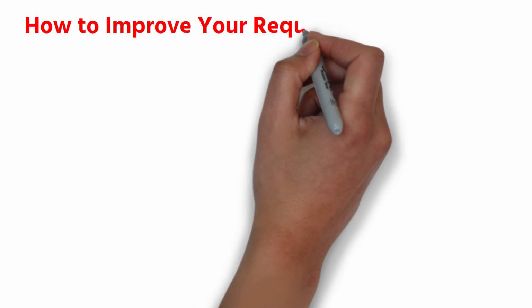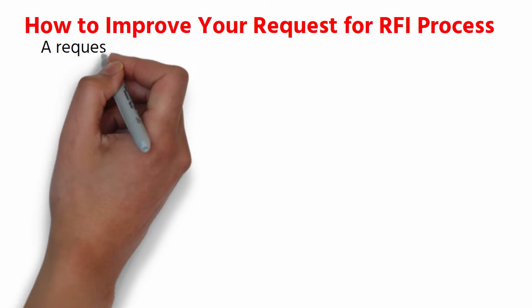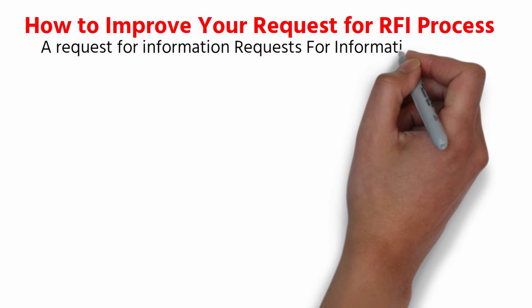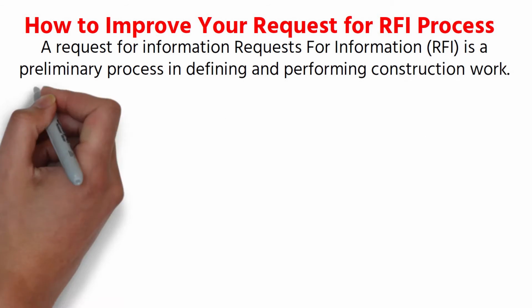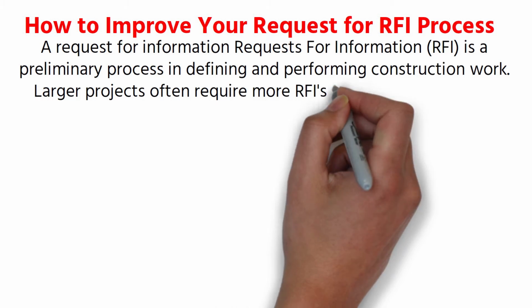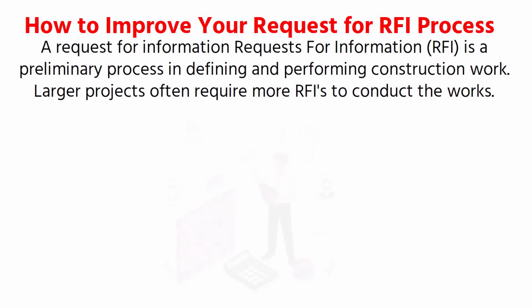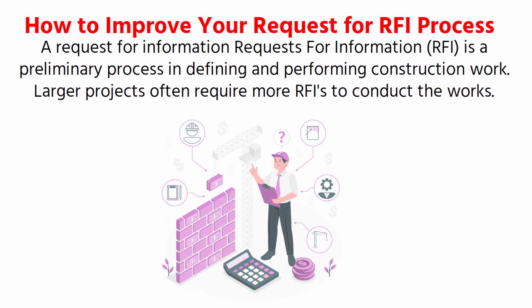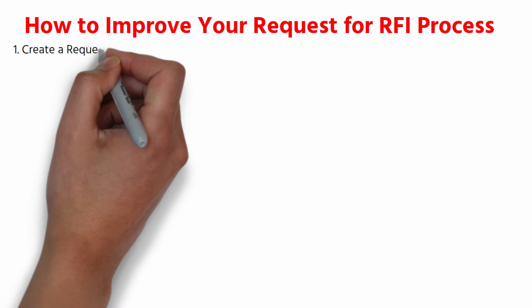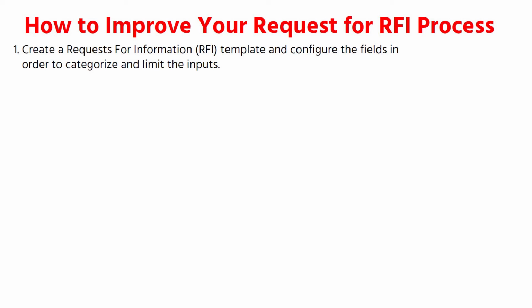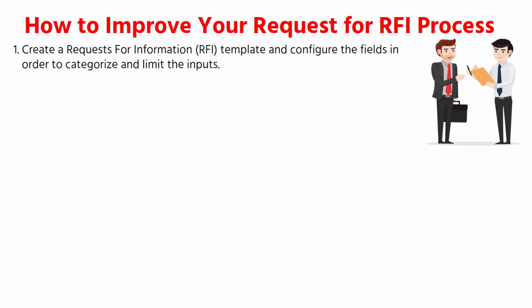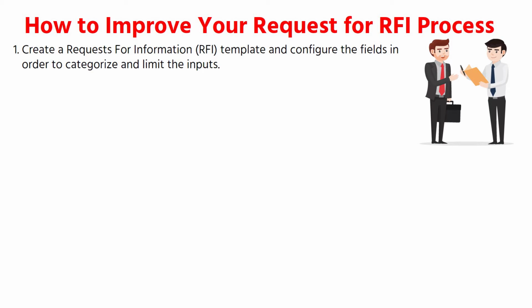How to improve your RFI process? A request for information is a preliminary process in defining and performing construction work. Larger projects often require more RFIs to conduct the works. Below are 10 tips for managing the requests for information process in construction projects. 1. Create a requests for information template and configure the fields in order to categorize and limit the inputs. This helps to collect information in a formal and structured manner, which helps to make comparisons easily and quickly.